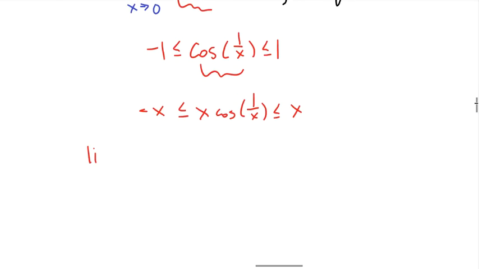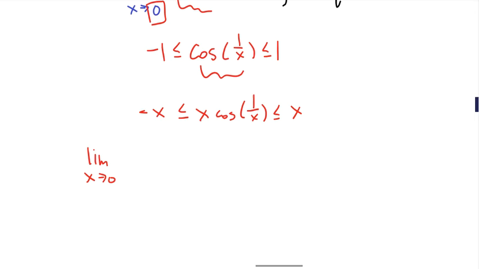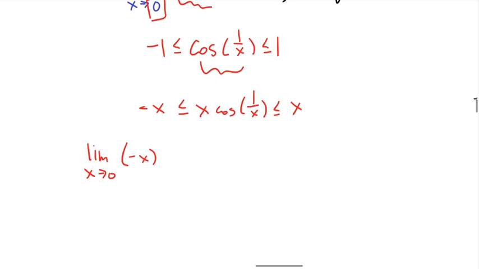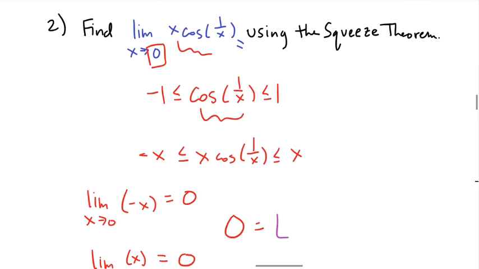So I'm going to take the limit as x goes to 0, because we're only concerned about x going to 0 in this problem, of negative x, and I'm going to take the limit as x goes to 0 of positive x. And what I'm going to end up with is 0 and 0, because direct substitution shows that this is true. So again, 0 is going to be equal to my L value. So now I've shown that this limit is also equal to 0. Let's go ahead and do our last example.